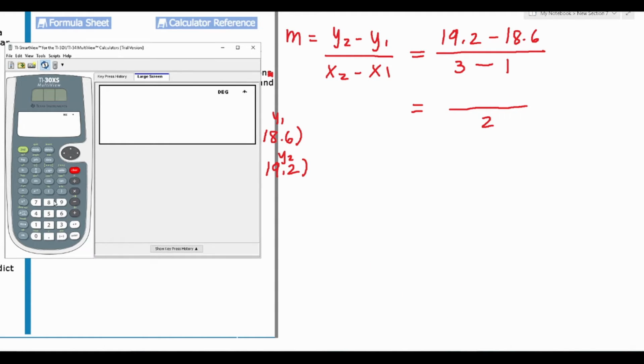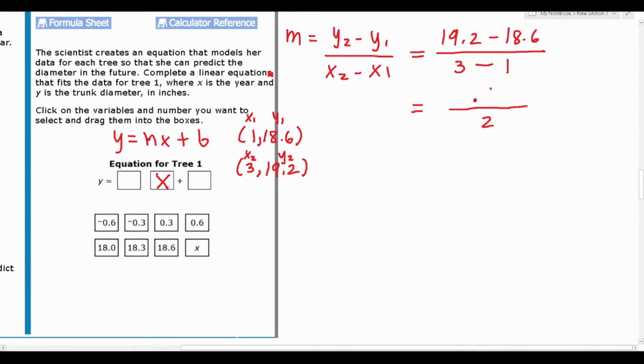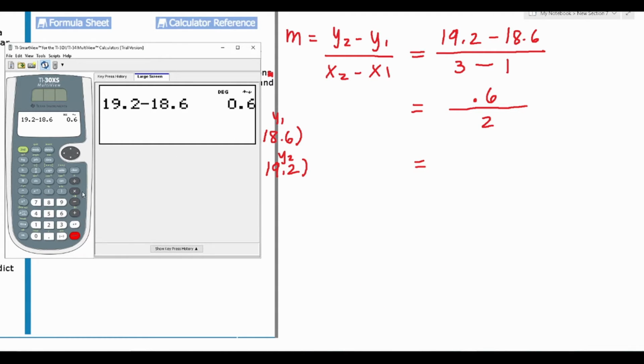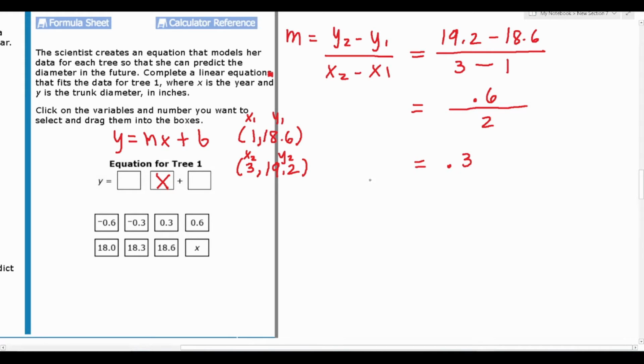Again, that is 19.2 minus 18.6. So that's going to be 0.6. And 0.6 divided by 2 is 0.3. Therefore, we know our slope for the equation of the line that we're trying to write to represent the growth of tree 1 is going to be 0.3. So this would be 0.3.